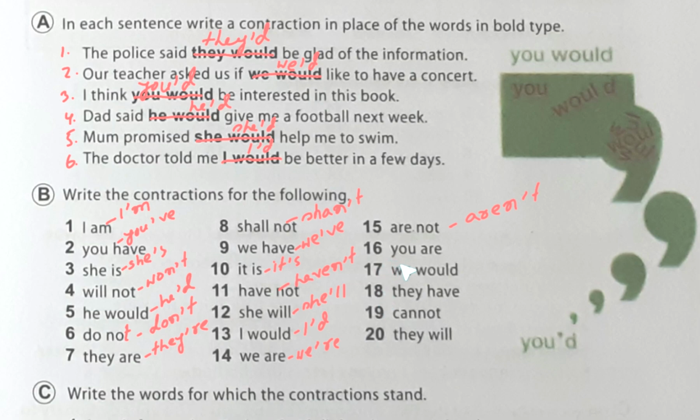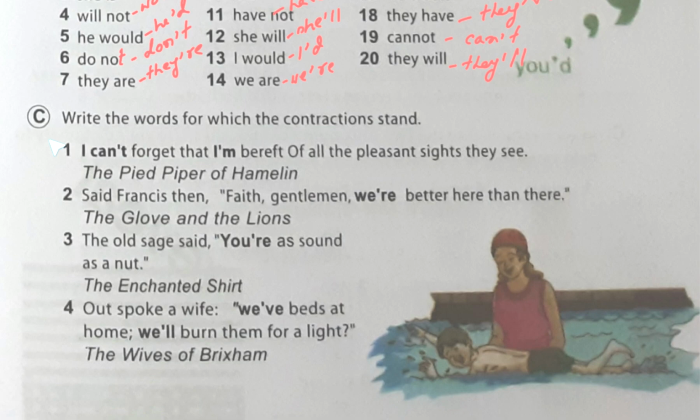Then 16, you are, we can write you, apostrophe re. You are. Next, we would. We, then d. They have, it will be they've. Cannot, we can write can't. Then they will, we can write they'll.